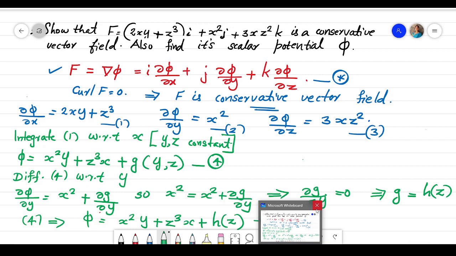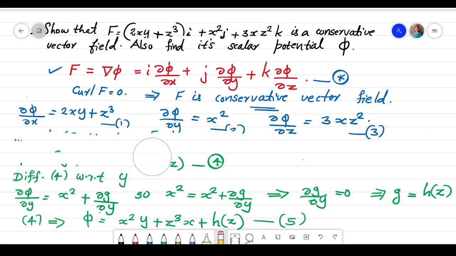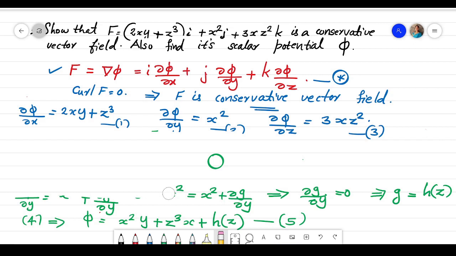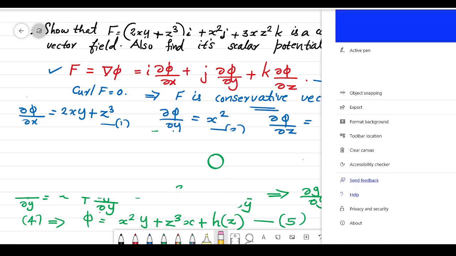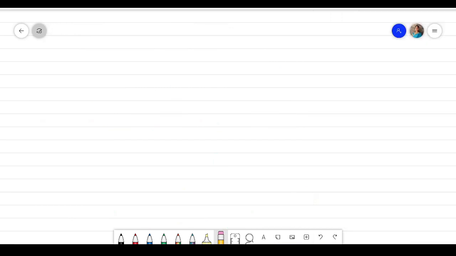Now I am cleaning this portion. Otherwise we can clear canvas. Okay, now we can continue.